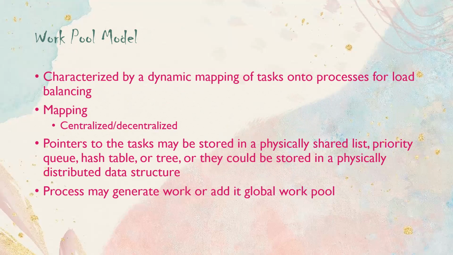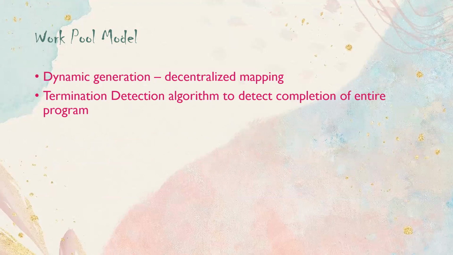Where do I have this mapping information stored? I will have pointers which can be stored in a physically shared list, or a priority queue, or I can use data structures like a hash table or tree, which can give me information about which process task number 1 is in, which process task number 2 is in. That kind of mapping information can be stored in such data structures. The processes may generate work, or keep adding more work. Since it's a dynamic model, I will keep extending my data structure by adding a pointer to the assigned task. So the preferred one for dynamic generation would be a decentralized one.